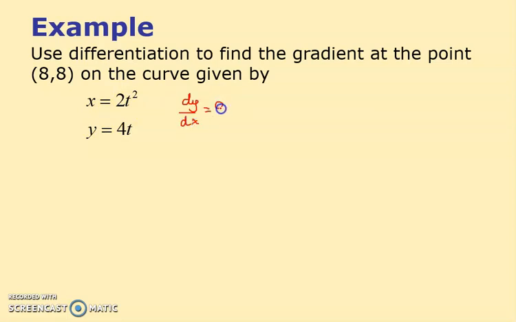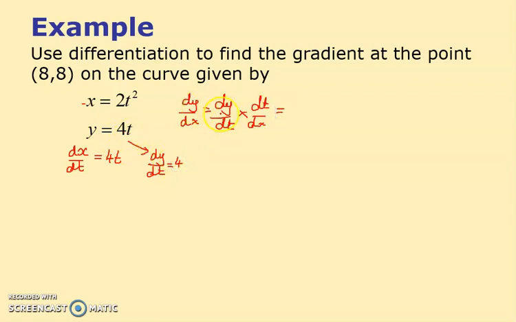The gradient dy by dx can be found by using the chain rule, dy by dt times dt by dx. So what's dy by dt and dt by dx? Well, first of all, I can quite easily go from there and say that dx by dt, notice it says x equals, so I write dx by dt equals, if I differentiate, I get 4t. And again, from this one, it says y equals, so I get dy by dt. If I differentiate 4t, I just get 4.